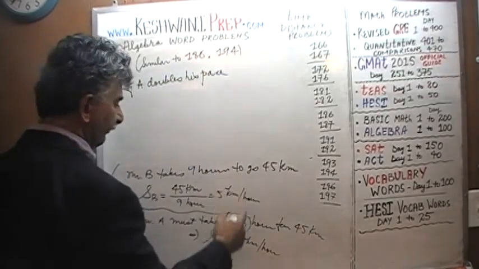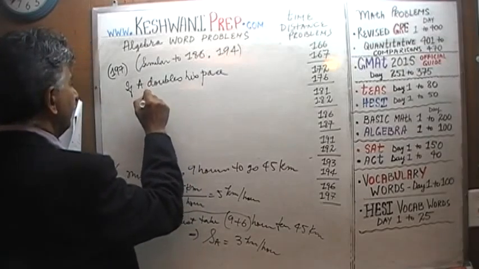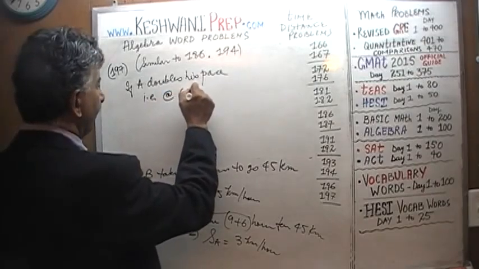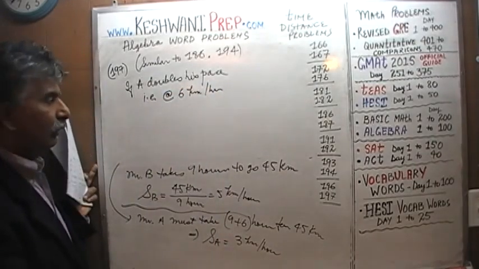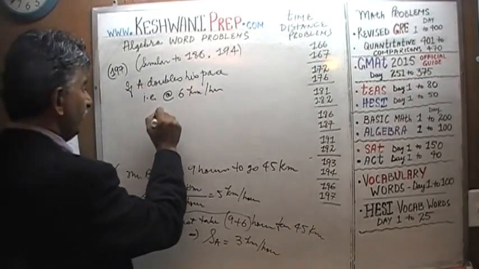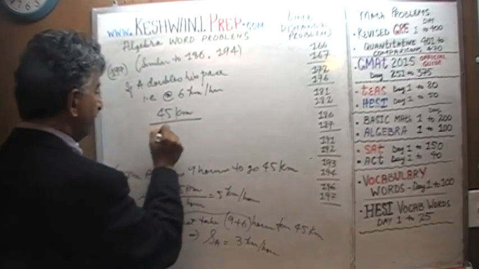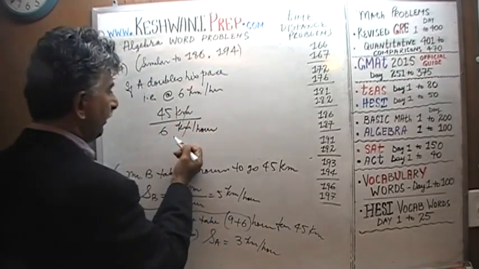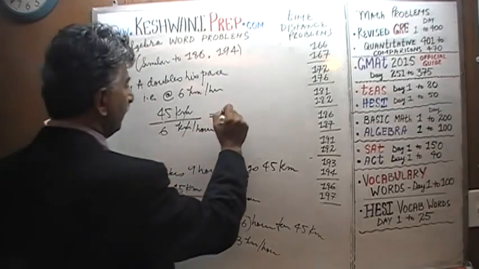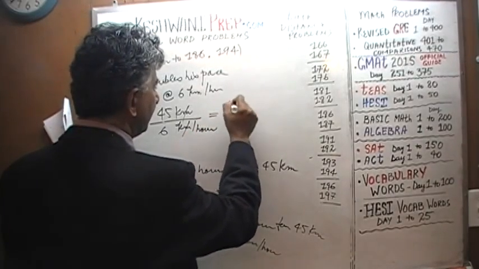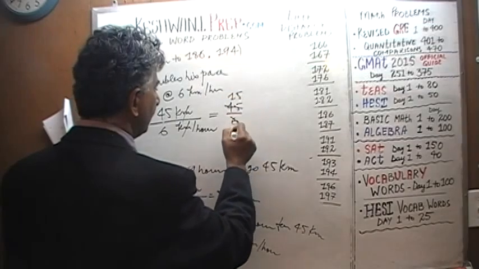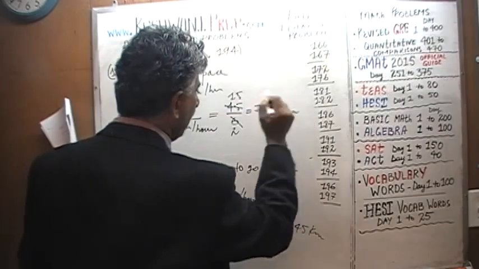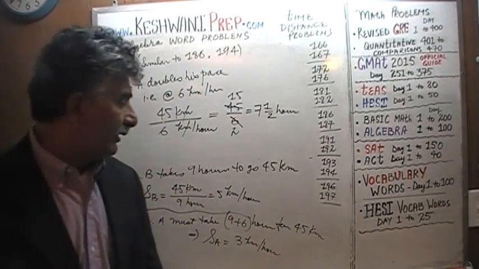If A doubles his pace, that is, instead of going 3 kilometers per hour, he goes at 6 kilometers per hour, how long will it take him to go 45 kilometers? 45 kilometers at 6 kilometers per hour, kilometers are going to drop out, and 45 over 6 hours. 45 over 6, divide top and bottom by 3, we end up with 15 over 2, which is 7.5 hours.